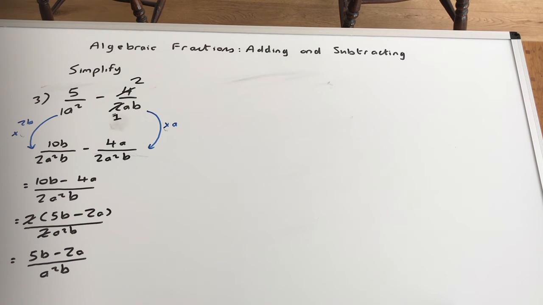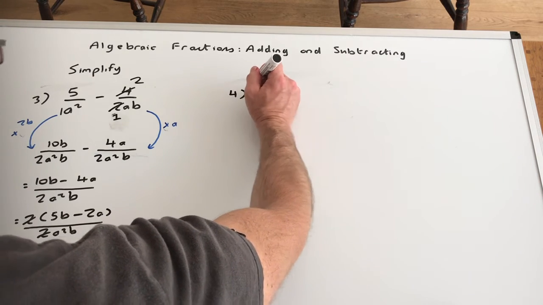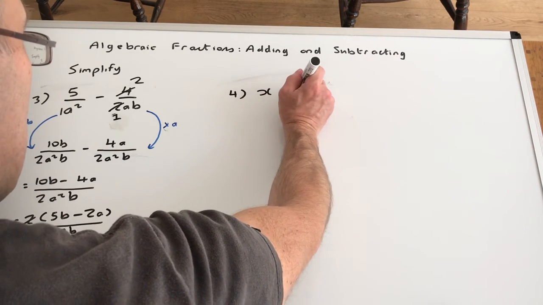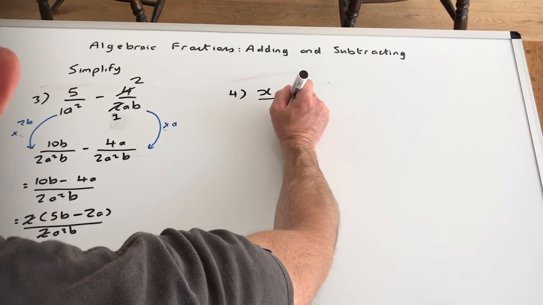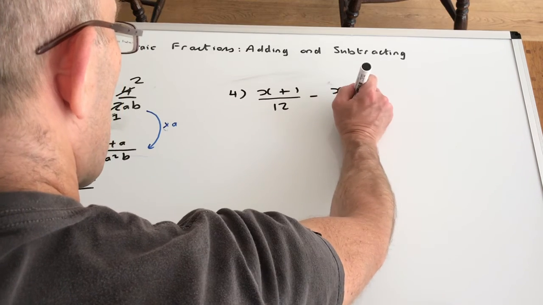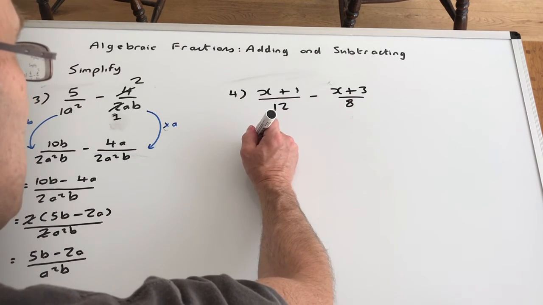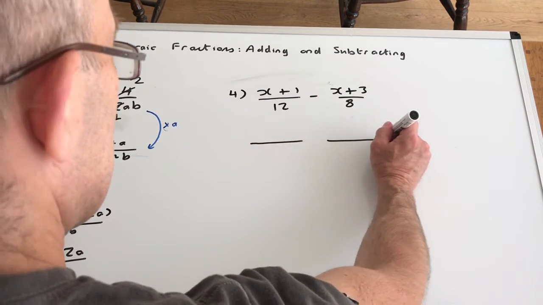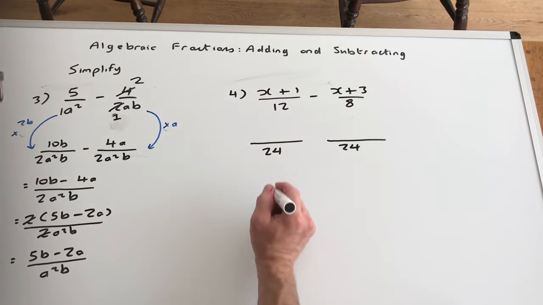Okay, one more question. So, question number 4. Let's say that I'm going to simplify x plus 1 over 12 minus x plus 3 over 8. So again, I'm going to choose a denominator. I'm going to choose something fairly easy. The easiest thing I can pick is going to be 24, because they both divide into 24.